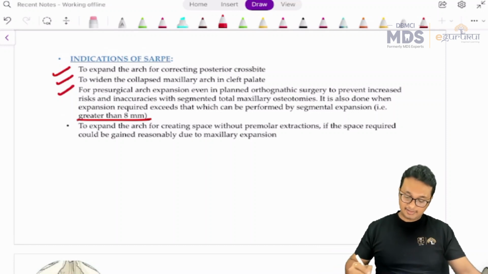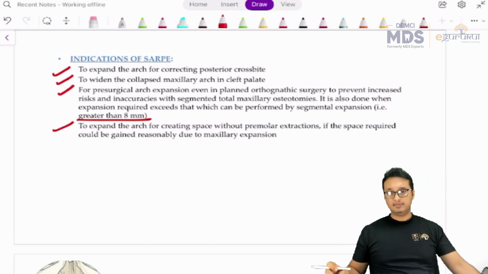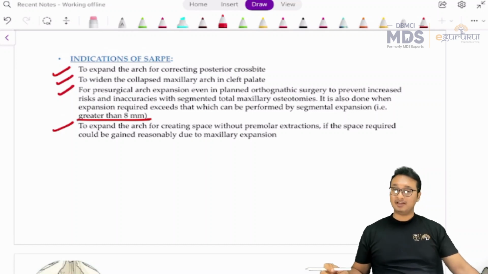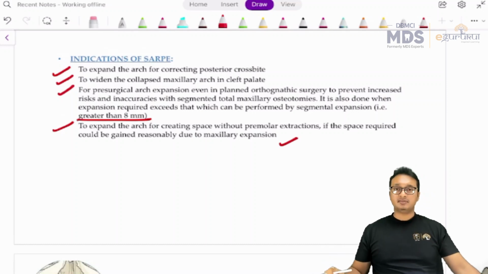And another indication is to expand the arch for creating space without premolar extractions, in cases where patients are adamant that they do not want extractions at all. So if the space required could be gained reasonably due to maxillary expansion, in such cases also, this procedure can be advocated.